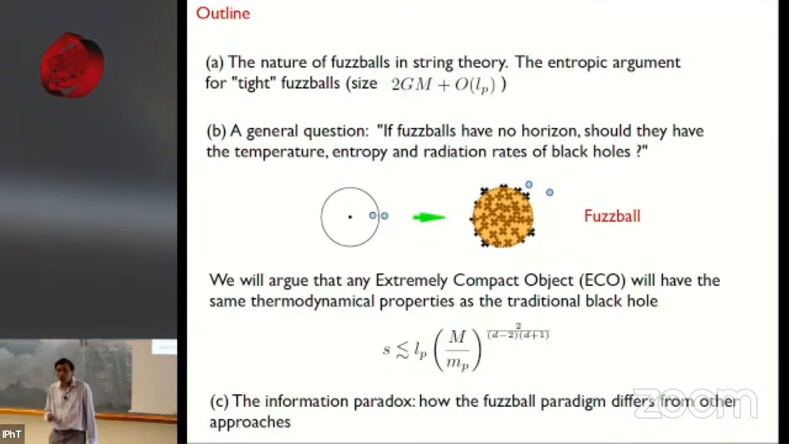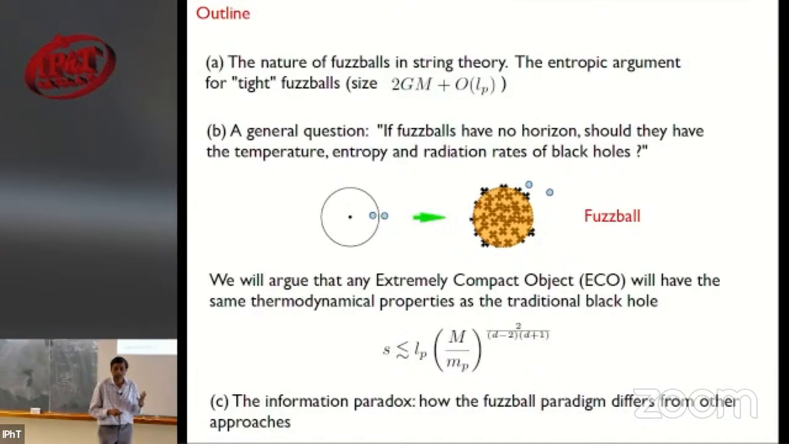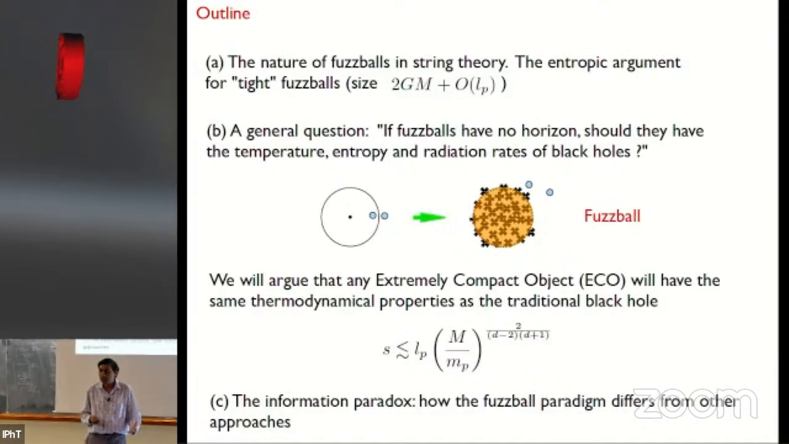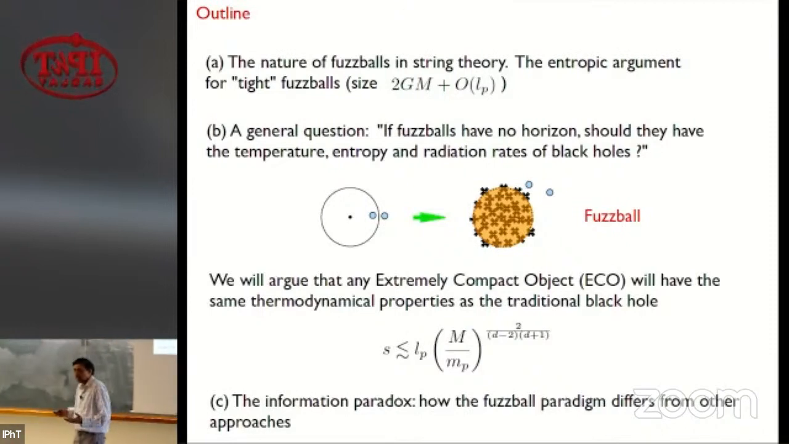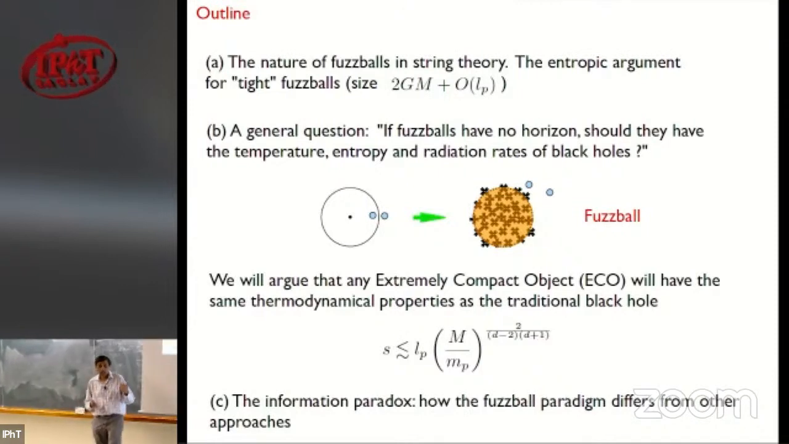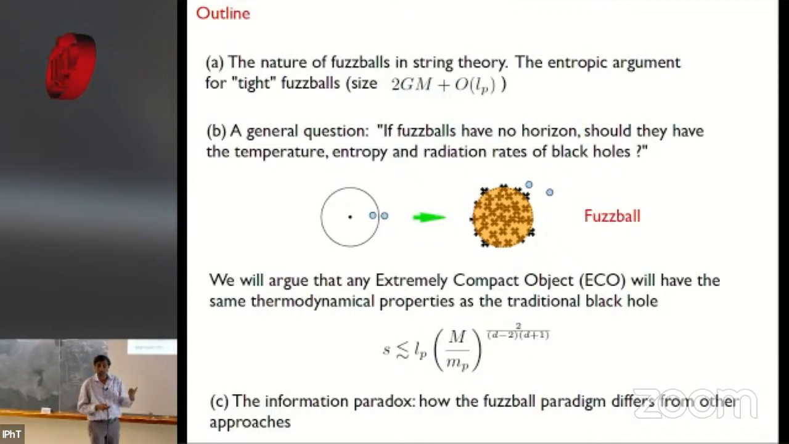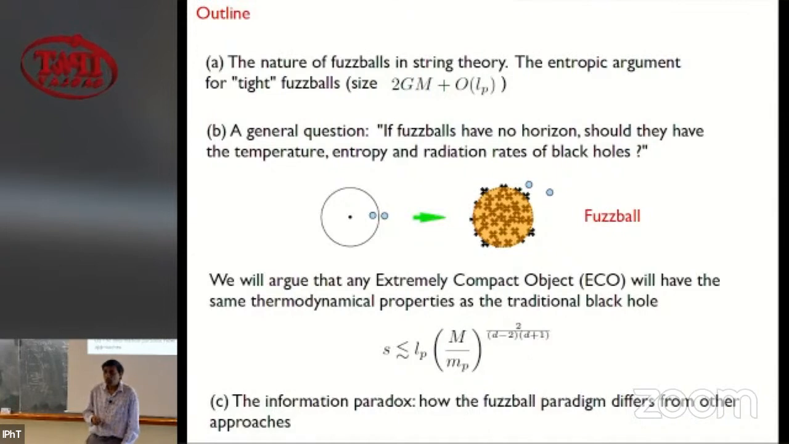And the one thing he always tells me is, okay, so you have made these fuzzballs, but why should they have the properties we expect from black holes? If they are just like planets, why can't they have an arbitrary entropy, an arbitrary radiation rate? All those numbers which we have come to know and love, they actually all come by using a horizon. So he would like the horizon. Now, of course, if you have a horizon, you're going to get back into the information puzzle. So what's the answer to that?